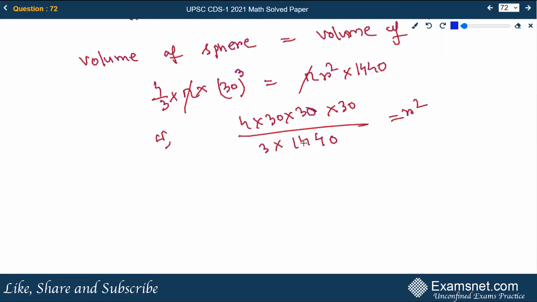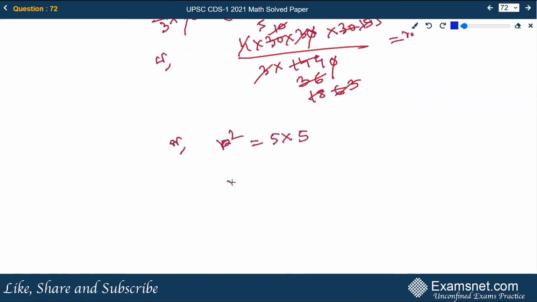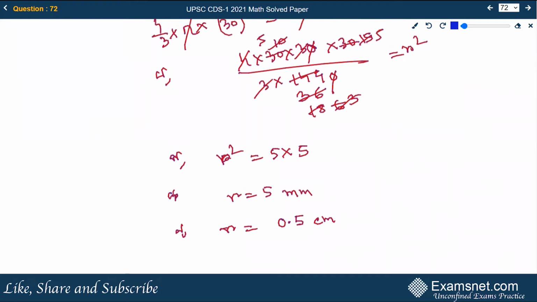So we can find it. So 3 and 3, 12, 6 to 18 to 15, 3, 6, 3, 10 to 3 to 5, 5. So we are given R square, that is 5 multiplied by 5. So R is 5 millimeter. So I can write R equals 0.5 centimeter after converting it from millimeter to centimeter. So the radius is 0.5 centimeter.